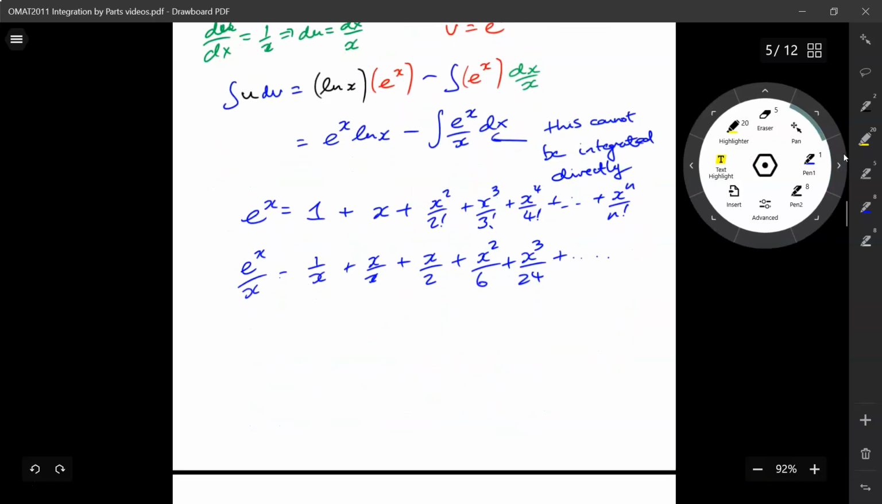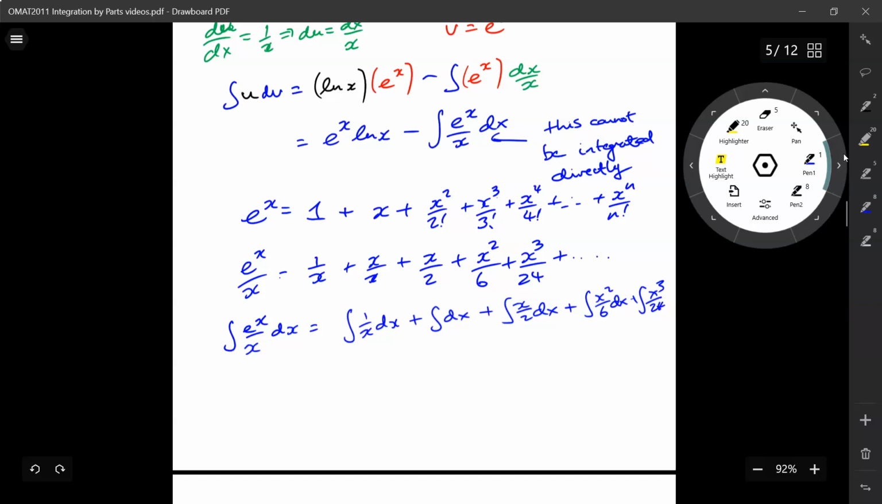So now we have that, so what we do is we integrate that. So the integral of exponential x divided by x dx is the integral of 1 over x dx. We can do each of these individually. The integral of x over x is 1 dx plus the integral of x over 2 dx plus the integral of x squared over 6 dx plus x cubed over 24 dx.